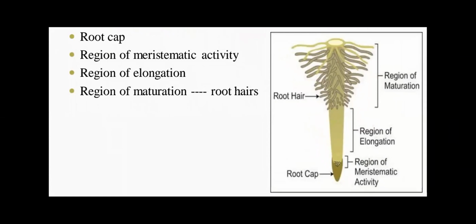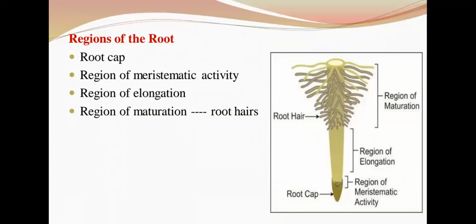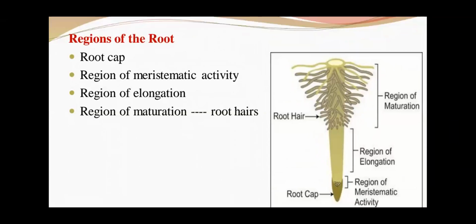If you move ahead in this chapter, we have one more important thing to study, that is regions of the root. The regions of the root can be categorized into the following regions: root cap, region of meristematic activity, region of elongation, and region of maturation. So what is this root cap? The root is covered at the apex by a thimble-like structure which is called the root cap, and its major function is protecting the tender apex. It makes way through the soil. That is the function of the root cap.